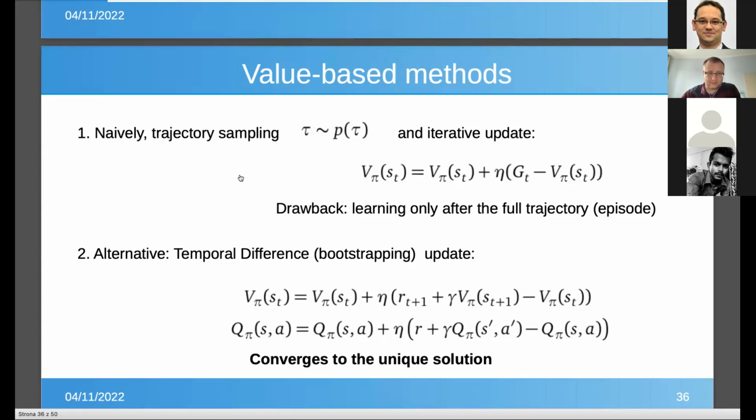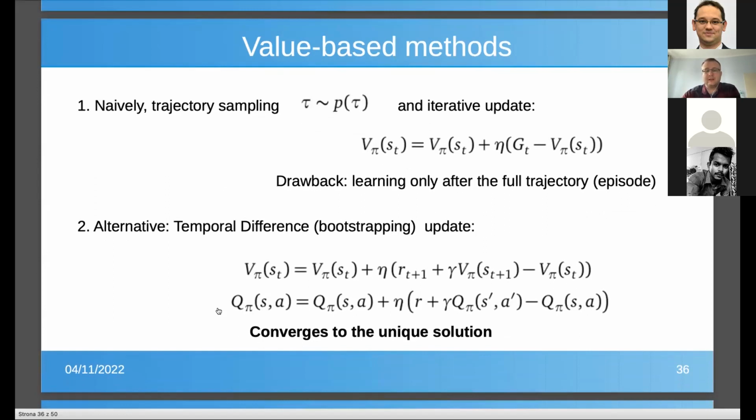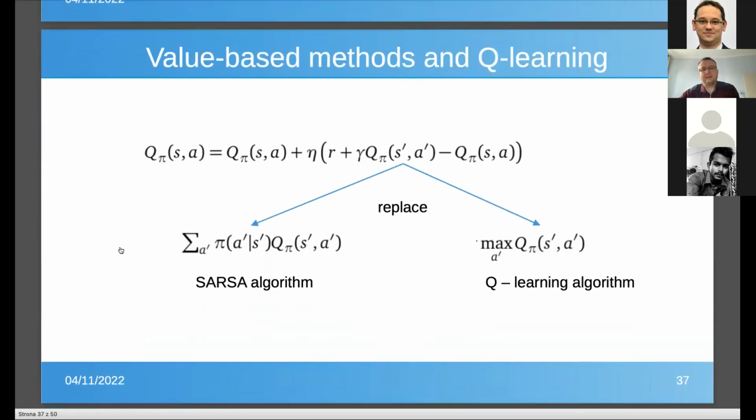And there is an alternative to this approach, called temporal difference, the so-called bootstrapping update, where the update takes place at every single time step. And this update can be done both for the state function as well as for the action function. And it can be analytically proved that this iterative update converges, in the infinite limit of time steps, to the unique solution of the Bellman equations. And this was the basic approach to solving the equation through the value state function.